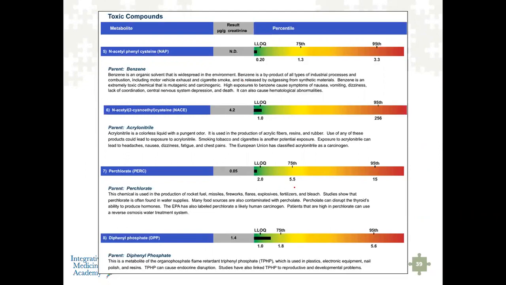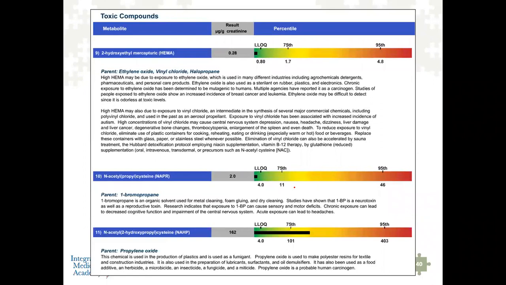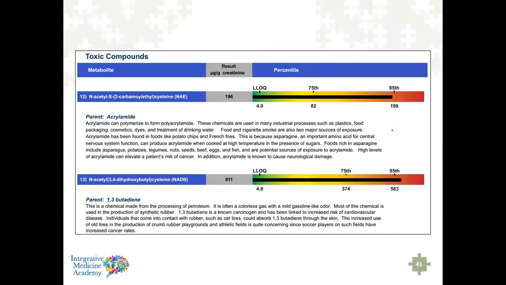Nothing really of any significance on this page, from the benzene to the perchlorate, for example. Not much to speak about here either. Propylene oxide, a lot of people are exposed to it. It's a fumigant used in plastics. So sometimes plastic, food that's wrapped in plastic, for example, you can show elevated propylene oxide, but it's not above the 95th percentile. The acrylamide certainly could be a potential problem, right? It's right at that 95th percentile. So I don't want to say that it isn't.